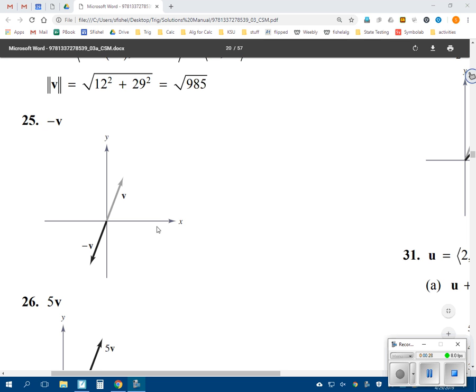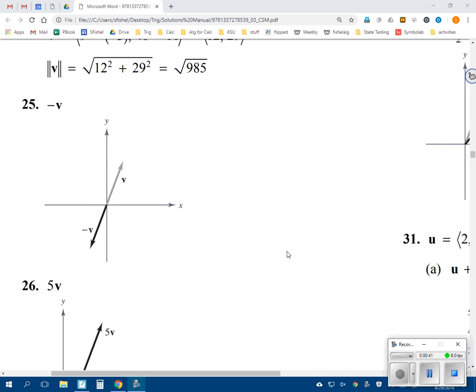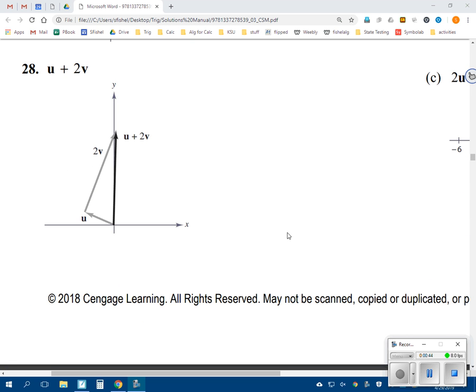So here's number 25. They gave you vector v and you are drawing negative v. So remember, all that does is change the direction of the vector. 28, u plus 2v. Here's vector u. You put 2v, attach it to the tail of u, and then draw in your new vector right there, u plus 2v.